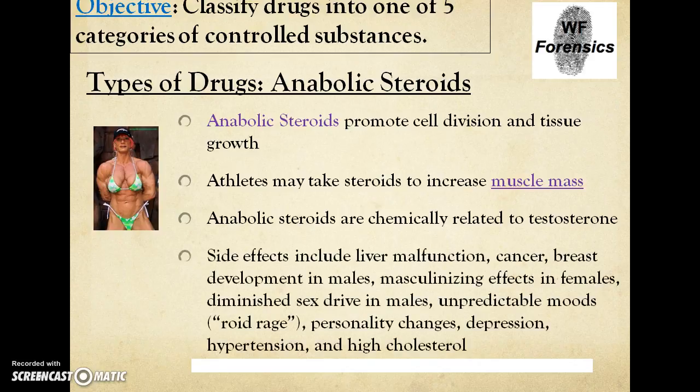Anabolic steroids are chemically related to testosterone. In fact, anabolic steroids are almost like a synthetic form of testosterone. Okay? And side effects of anabolic steroids include having liver malfunction or liver failure, cancer, breast development in males. If a male is taking steroids and he stops taking steroids, since he had that synthetic testosterone in his system, that's going to drop, and it's going to affect his estrogen levels. So if you have high estrogen levels, all of a sudden it's going to cause them to develop breasts. Okay, it makes females look manly. Like we said before, if you look at that picture of the woman on the left, she is very, very manly looking, and it decreases sex drive in males.